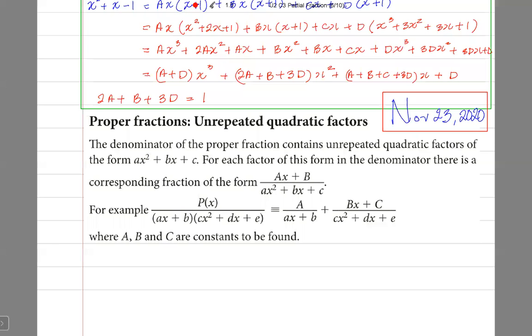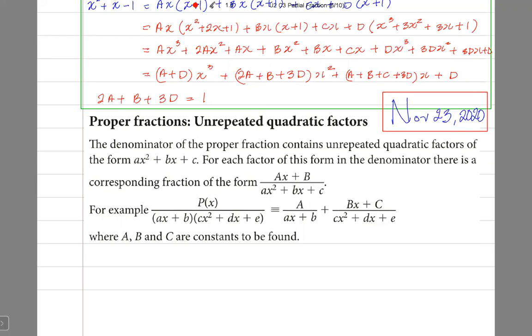All right, so I started the recording November the 23rd, 2020, and we're doing partial fraction. So partial fraction is like the reverse of adding two rational fractions, or the reverse of adding two fractions. So when you do that reverse, the process is called partial fraction.